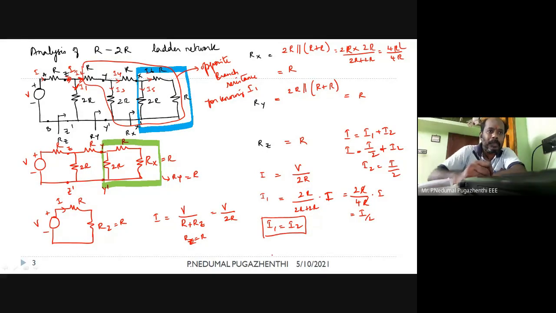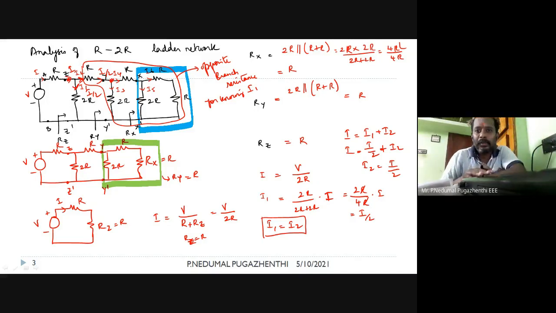This is how you have to find your branch currents. Every branch current can be found using the same methodology. So I1 is equal to I by 2, and here also you will get I by 2. So the total current becomes I by 2 up to this node y dash.